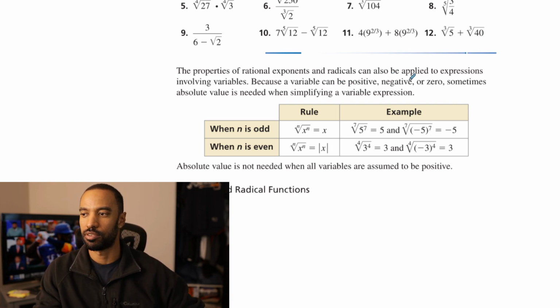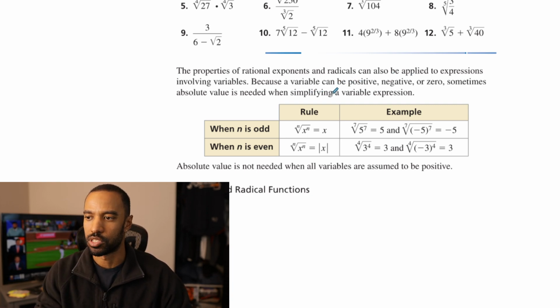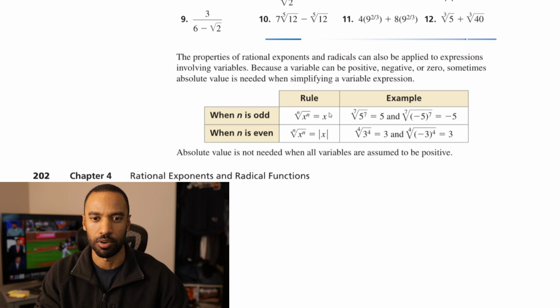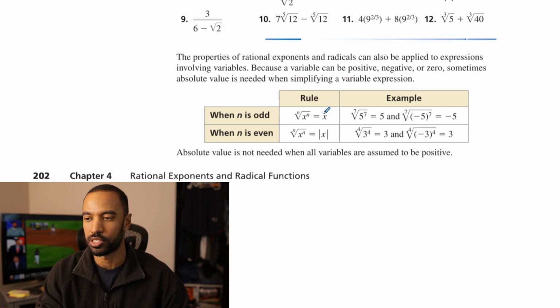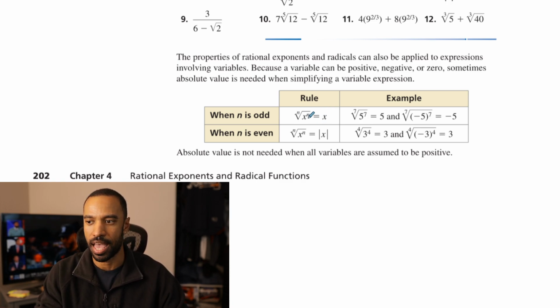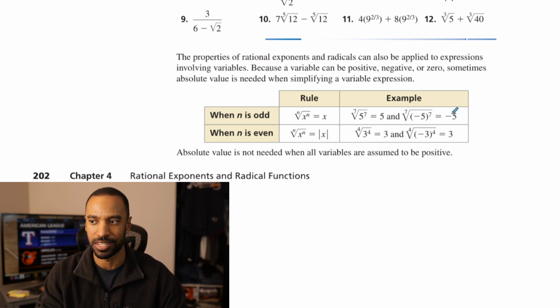Because a variable can be positive, negative, or 0, sometimes absolute value is needed when simplifying a variable expression. Now, I'll try to remind you of what this is about in a second. When n is an odd number, cube root to the 3rd power, things like that, they can cancel out and you're just left with x. Whether x was positive or negative, it stays as positive or negative as a result. You see, the 7th root of 5 to the 7th is 5, and the 7th root of 5 to the negative 7 is negative 5. You can take an odd root of a negative number, and when you raise a negative number to an odd power, it is negative. So both of those together culminate in a negative version of that value.